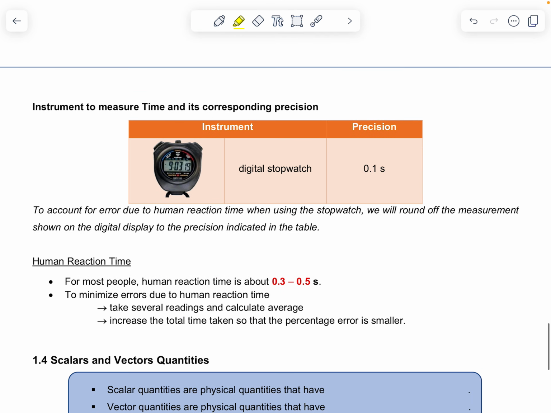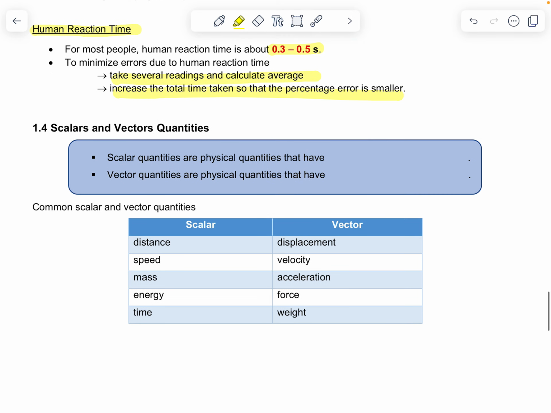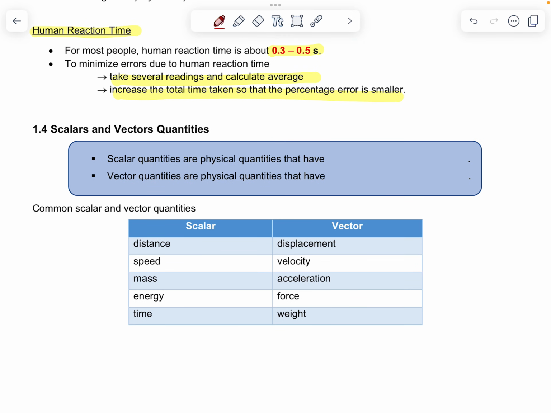So how does this reduce the error? The precision of a stopwatch is 0.1 seconds, and your human reaction time error is about 0.3 to 0.5 seconds. By taking an average reading, we increase the total time taken so that the percentage of error is smaller. Now, let's look at scalar and vector quantities.